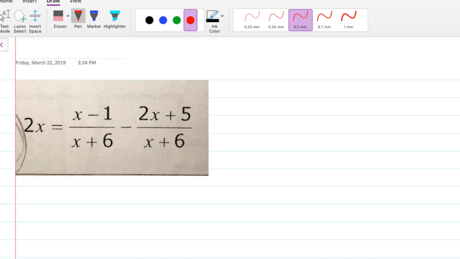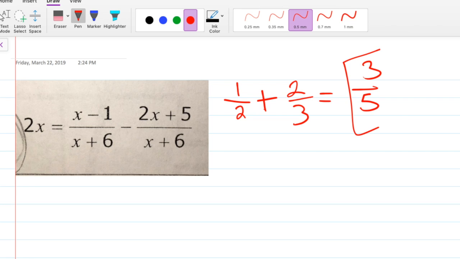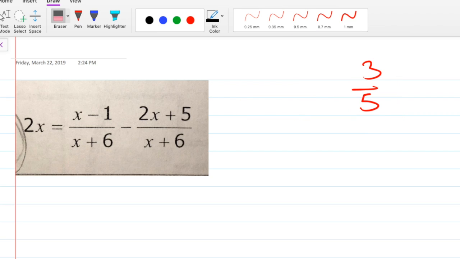Let's say I have a fraction, well, two fractions, plus. Can I solve these yet? Can I just say 1 plus 2 is 3 and 2 plus 3 is 5 and have this be my answer? Well, the short answer to that question is no. The reason is that those fractions don't have a common denominator. We would have to get those to have a common denominator and then we could solve them.